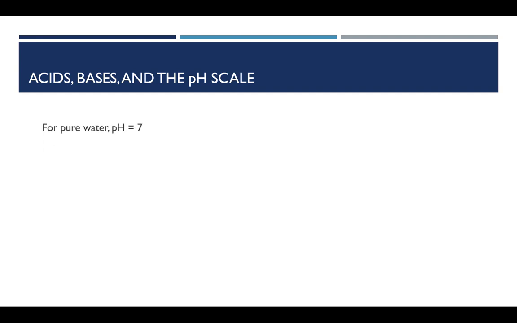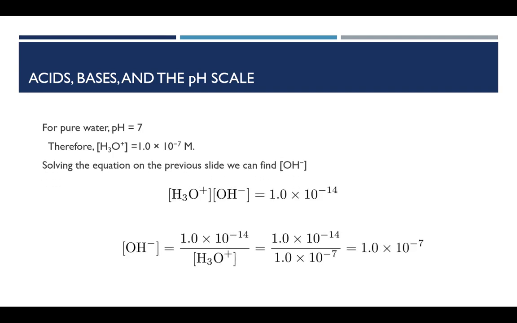What is the concentration of hydronium ion for pure water? Pure water is neutral with a pH of 7. As we saw a few slides ago, the concentration of hydronium ion would then be 1.0 times 10 to the negative 7. What is the concentration of hydroxide ion for pure water? We can just use the equation for Kw to find this value. Dividing 1.0 times 10 to the negative 14 by 1.0 times 10 to the negative 7 gives you 1.0 times 10 to the negative 7.